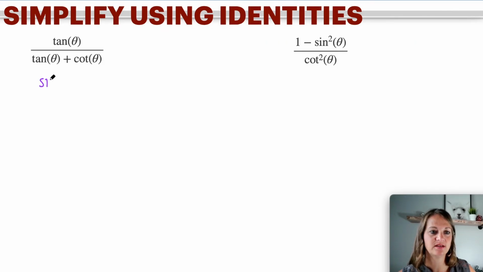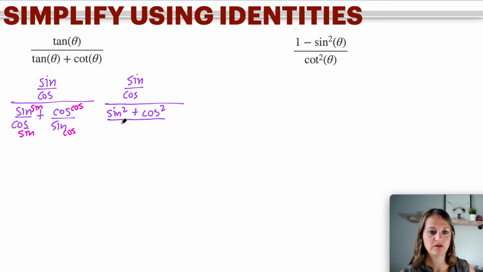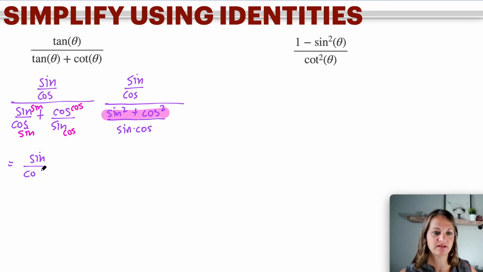I'm going to replace everything with sines and cosines. And I need a common denominator. There is not a common denominator, so I've got to multiply by sine, and I've got to multiply this by cosine in order to get the same denominator. So the top I'm not going to do anything with, but at the bottom I'm going to get sine squared plus cosine squared all over sine times cosine. Now from there, I know this is an identity. So on top I have sine cosine. In the bottom, that becomes 1 over sine cosine.